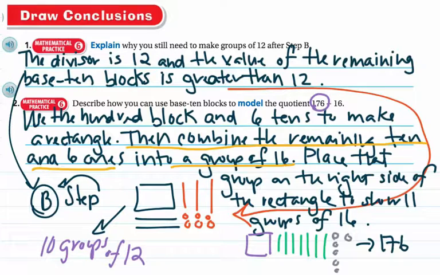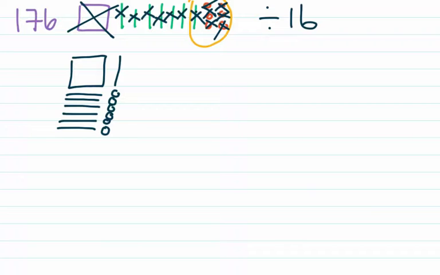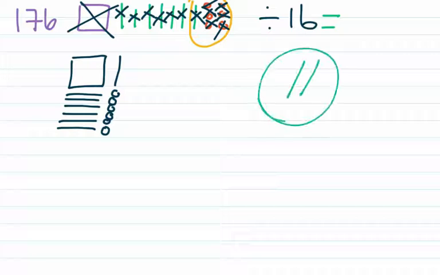It says, place the group on the right side of the rectangle to show 11 groups of 16. So we can see that there are 10 groups of 16 here, because there's 10 within here, and then there's one more group of 16. So the answer is 11, because we can actually count out. There's 10 groups, one more group, 11 groups of 16.